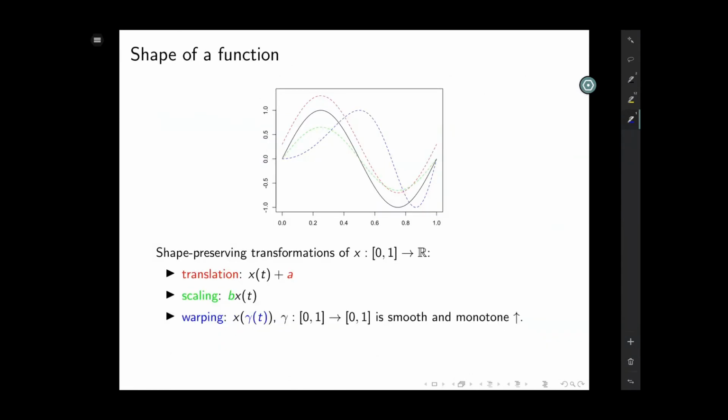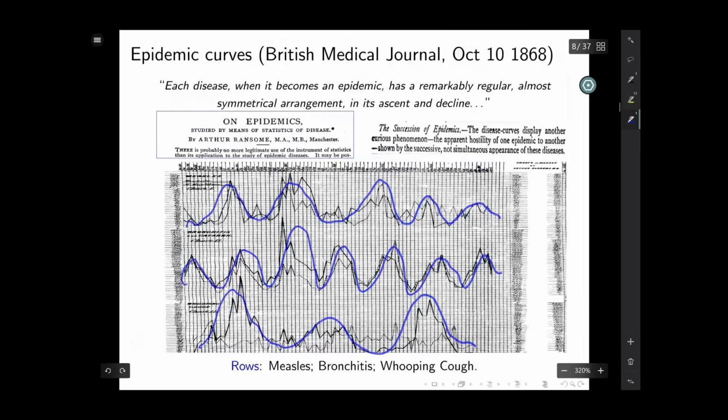What is the shape of a function? Someone asks, what is the scale of the x-axis on this one? Is it on this plot? I think it goes for a few months. These are weekly readings. But you can find the paper online, it's freely available.